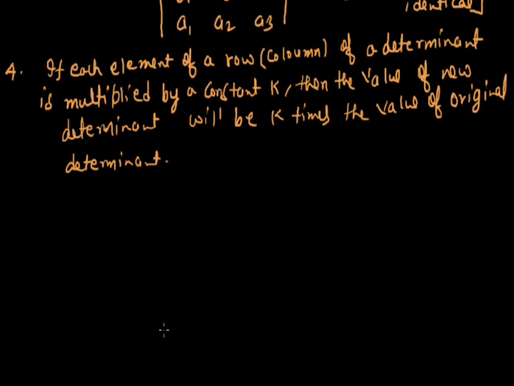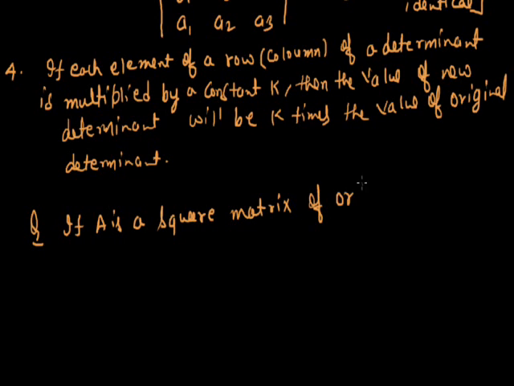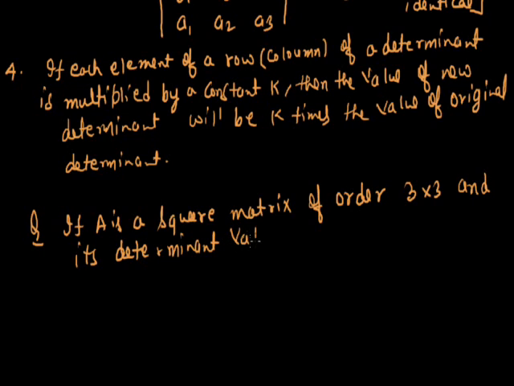Now let's see what kind of problem is made on this property. If A is a square matrix of order 3 by 3 and its determinant value is 7, then find determinant 4A. Now we have to find the value of determinant 4A.